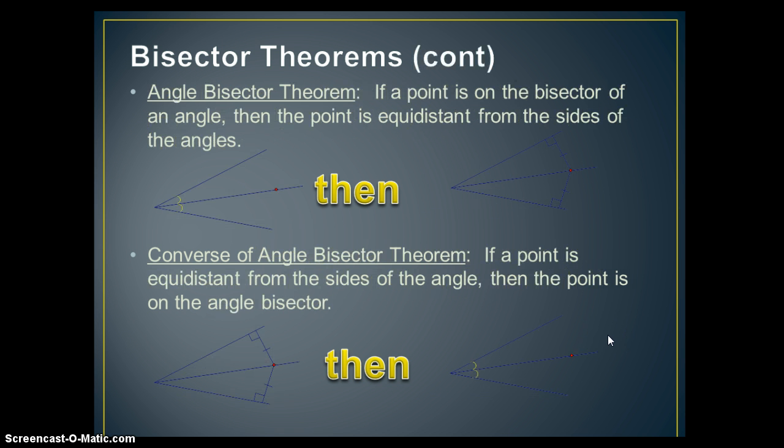Angle bisector theorem says if a point is on the bisector of an angle, then it is equidistant from the sides. And this is where we're talking about distance from a point to a side or to a segment. It's going to be a straight line, 90 degrees. And the converse is also true, that if a point is equidistant from the sides of an angle, then it is on the angle bisector. So I know those angles are congruent.